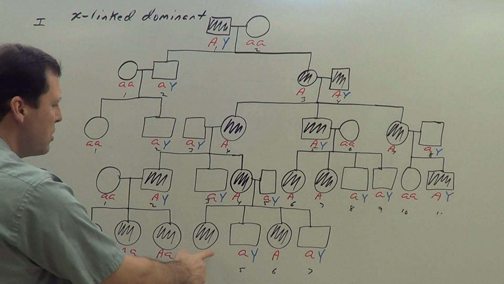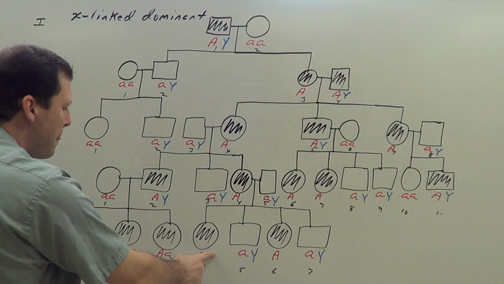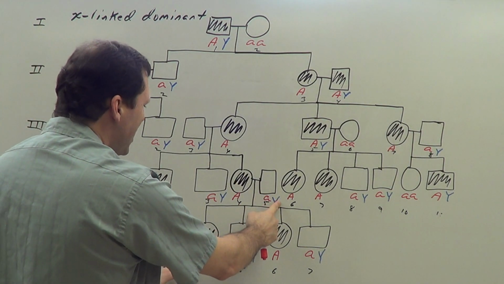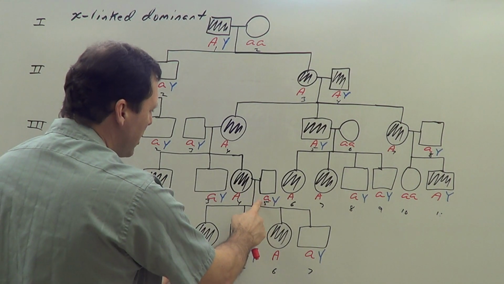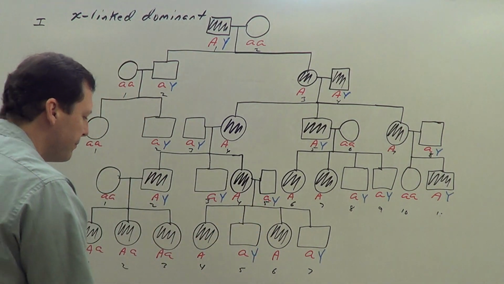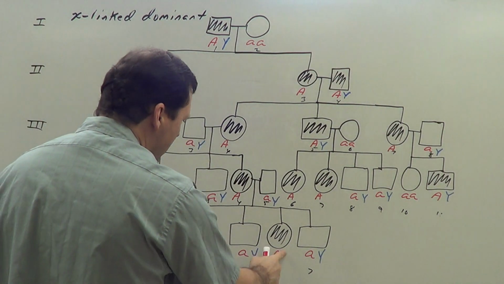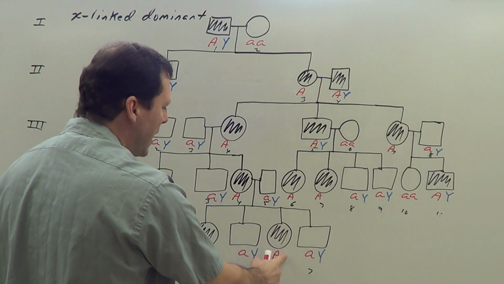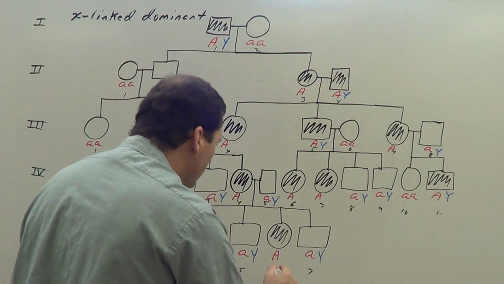Let's take a look at this individual over here. It's a daughter. Now, here's dad. Dad can't give this Y to his daughter, so he has to give this lowercase a. What about his other daughter? Same thing applies here. He cannot give this Y to his daughter, so he must have given this lowercase a.